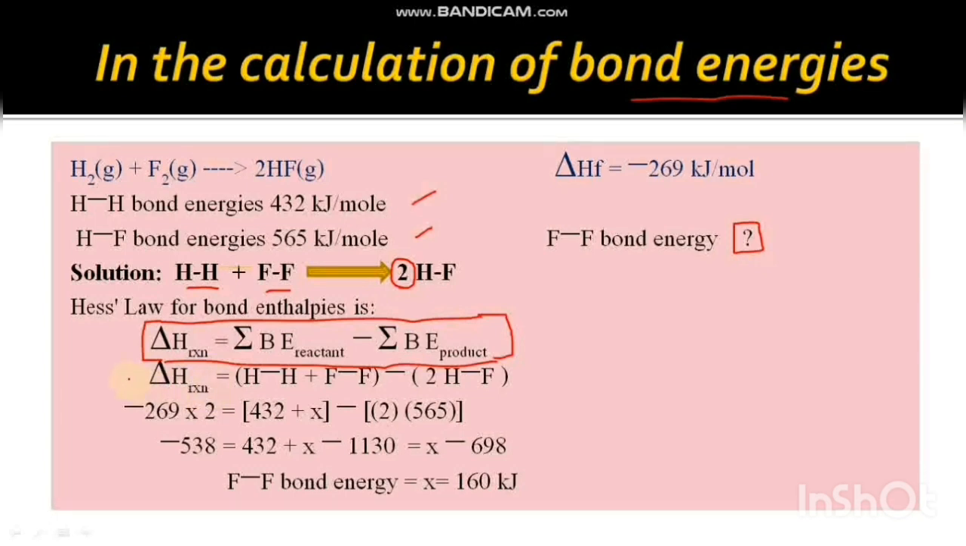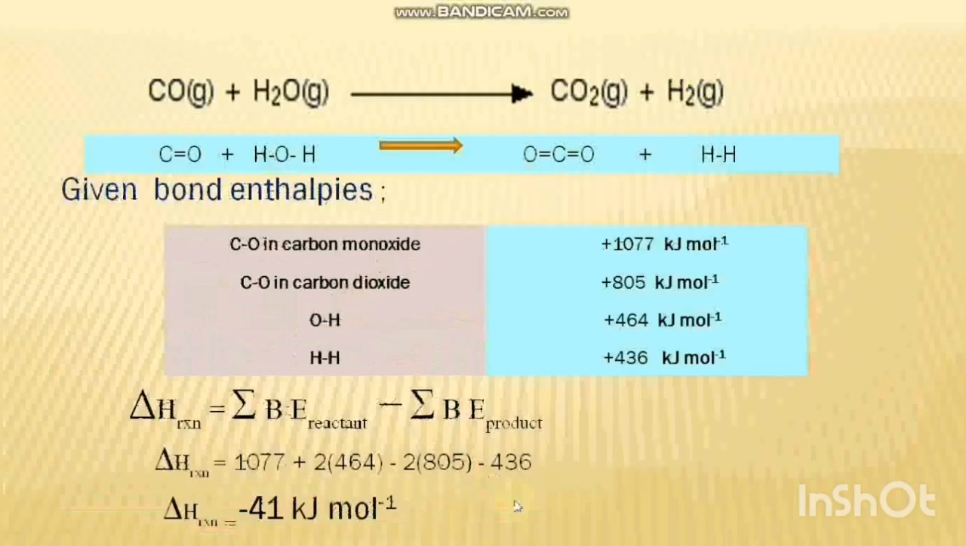delta H reaction can be calculated from the bond enthalpy of reactants and bond enthalpy of products, and by substituting the values, enthalpy of reaction can be calculated from the enthalpy of formation by multiplying it by 2, because in the required equation we are having 2 moles of HF. So all the other values are known to us, so we can calculate bond energy of the fluorine-fluorine bond, which on calculation comes out to be 160 kilojoule per mole.